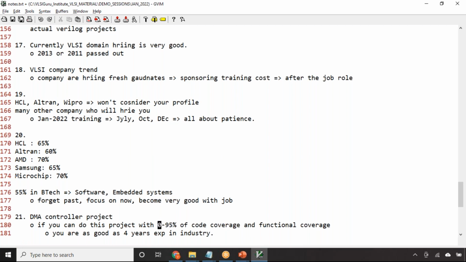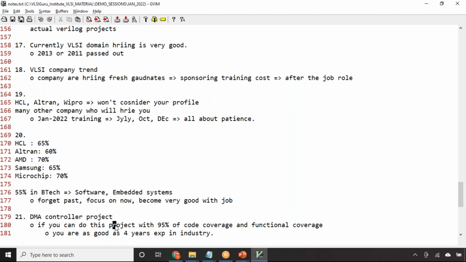Around, you can say 95%. Let's be optimistic. 95%. Now, many of you may be wondering, what is this code coverage? What is this functional coverage? Right now, let me not get into it. I'm just giving you an idea.